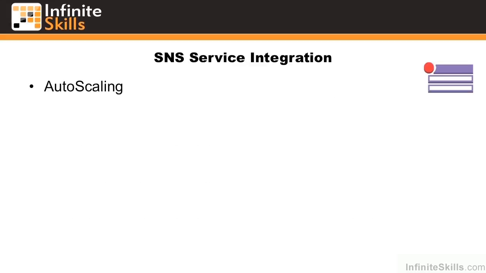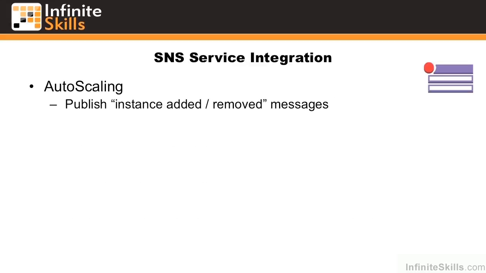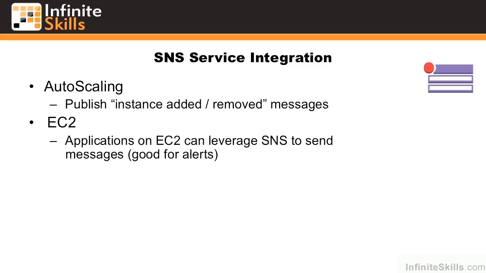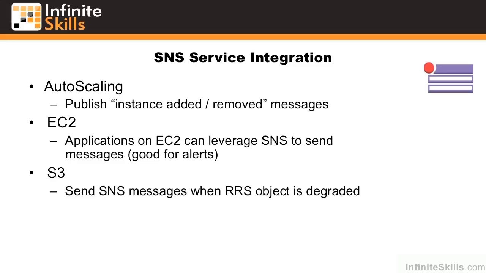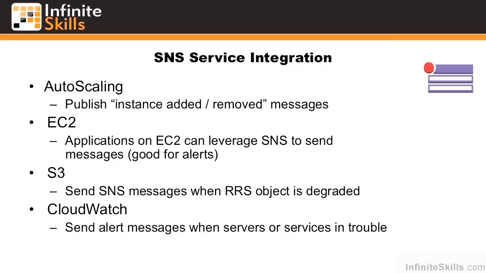SNS has deep service integration for autoscaling, where it can publish instance added and removed messages. For EC2, where, for example, you could launch into a role that allows an application to send SNS messages. In S3, you can use SNS messages when RRS objects get degraded. And inside of CloudWatch, you can send alert messages when servers or services are in trouble.